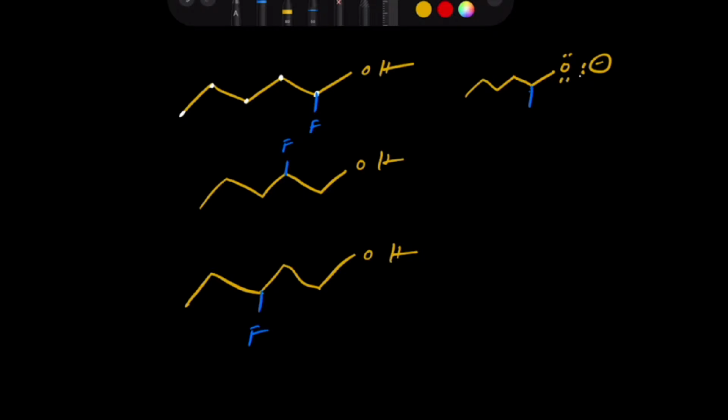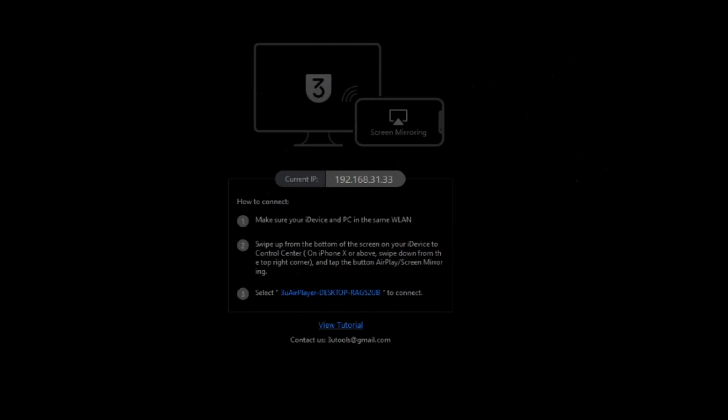So the first conjugate base is this. The second conjugate base is this, where fluorine is attached here, and the third conjugate base is this, and here fluorine is attached here. So these are the corresponding conjugate bases. Now tell me which is more stable. This is most stable, and this is least stable. I'll tell you why.